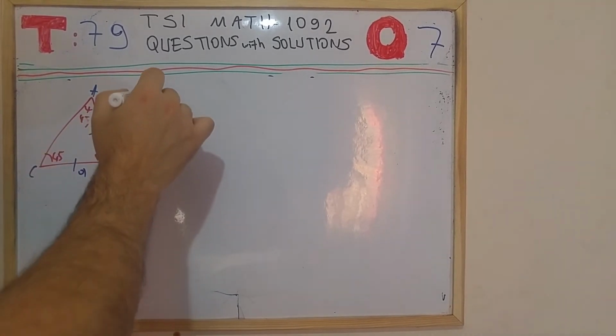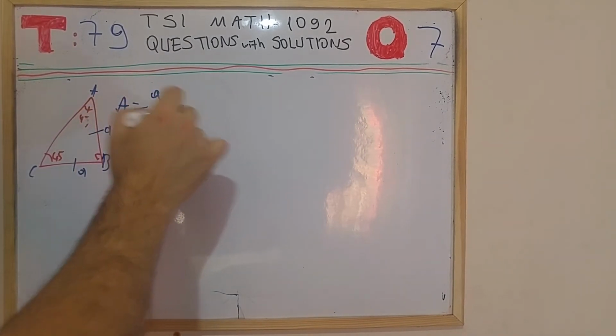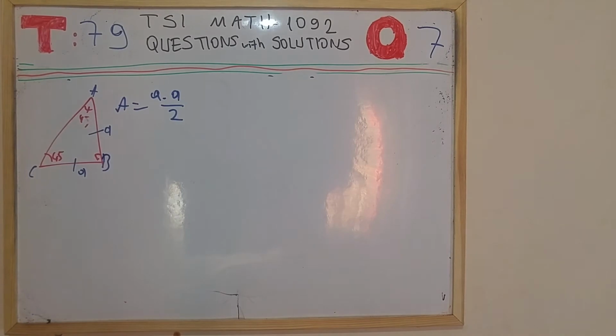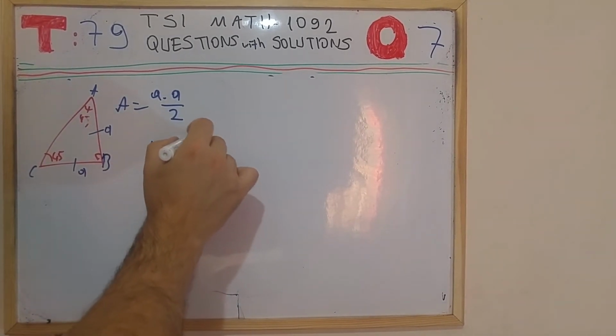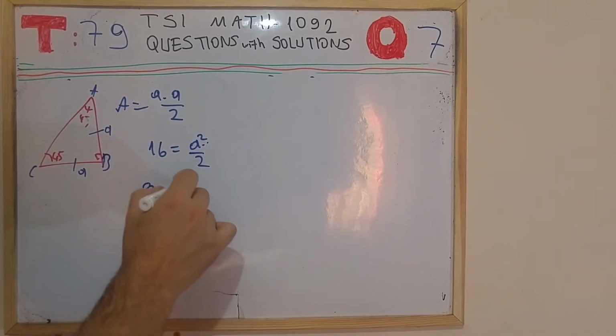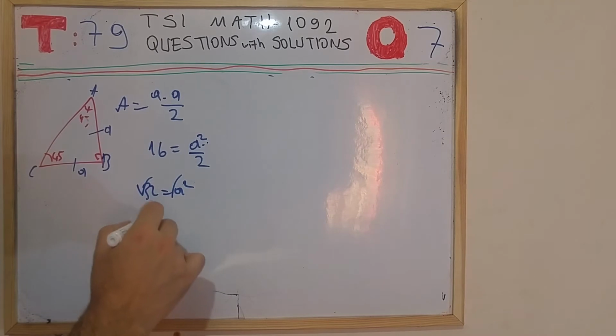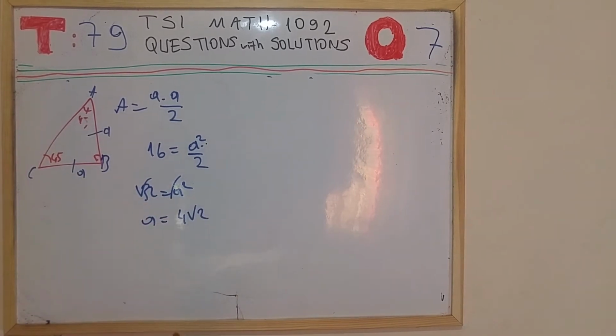So the area is equal to A times A over 2. And we know that the area is 16, which is equal to A squared over 2. So 32 is equal to A squared. When I take square root of both sides, A will be equal to 4 square root of 2.